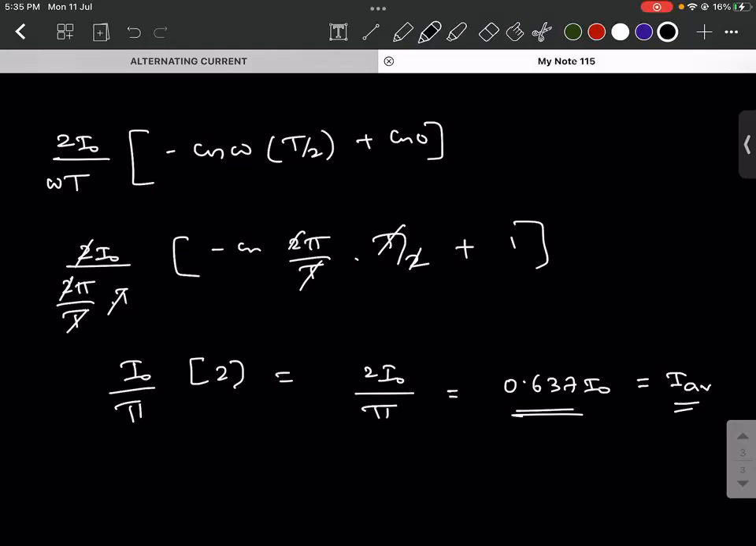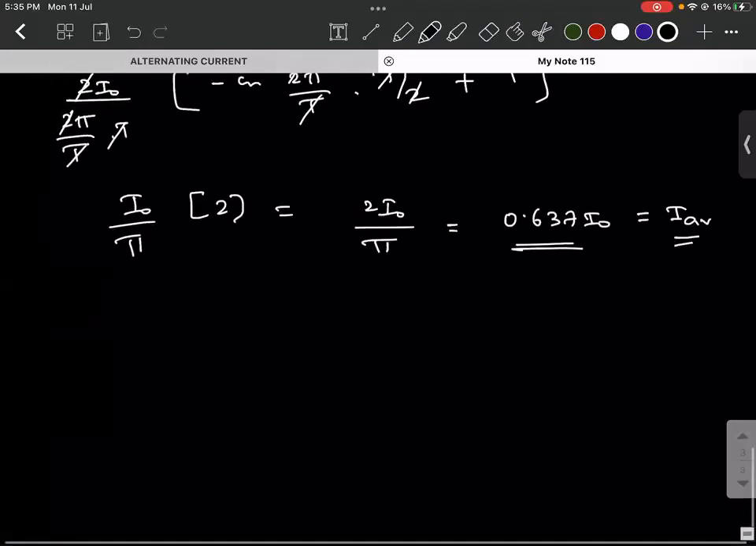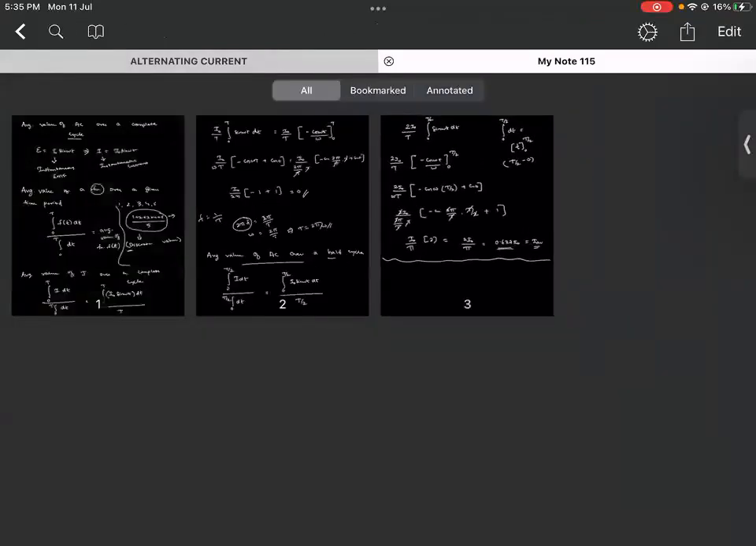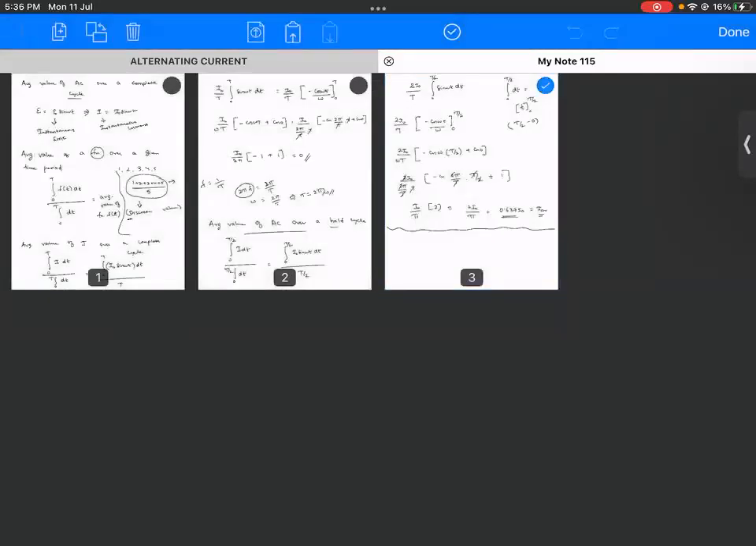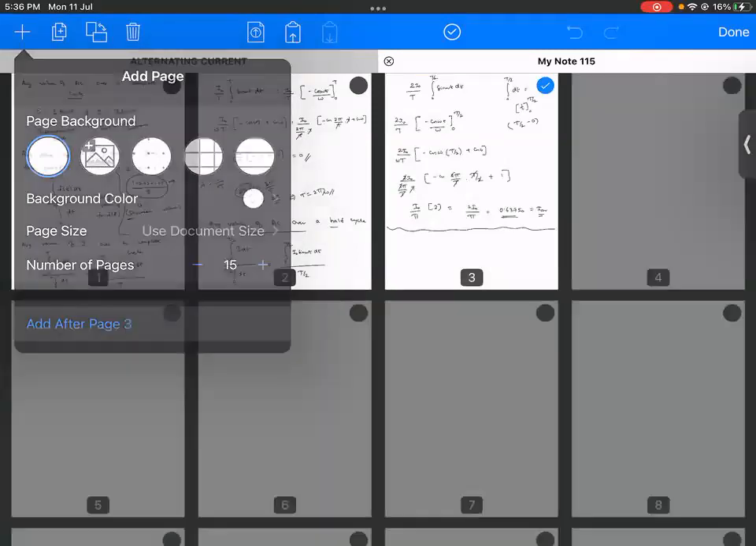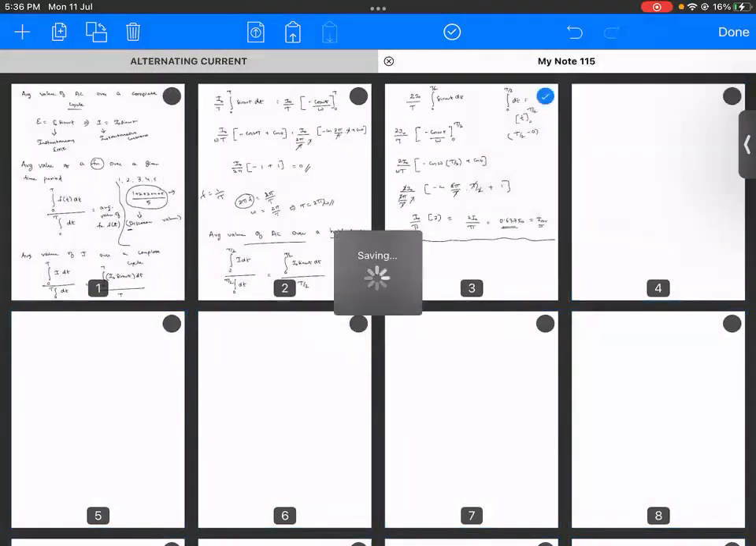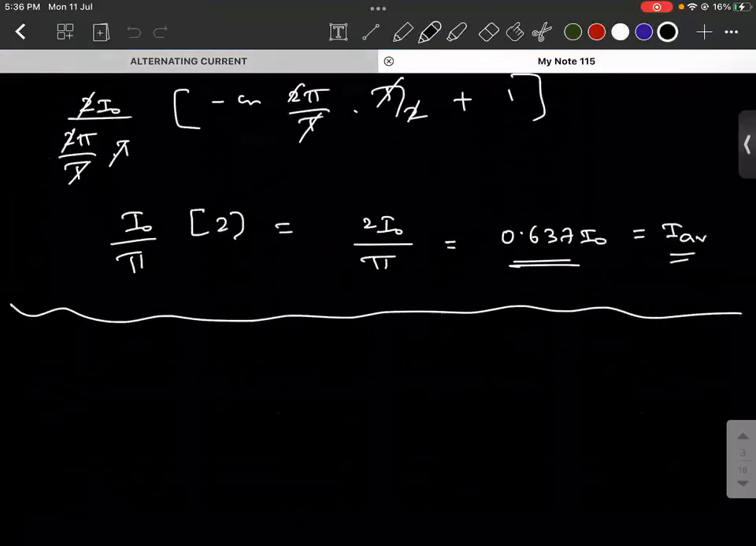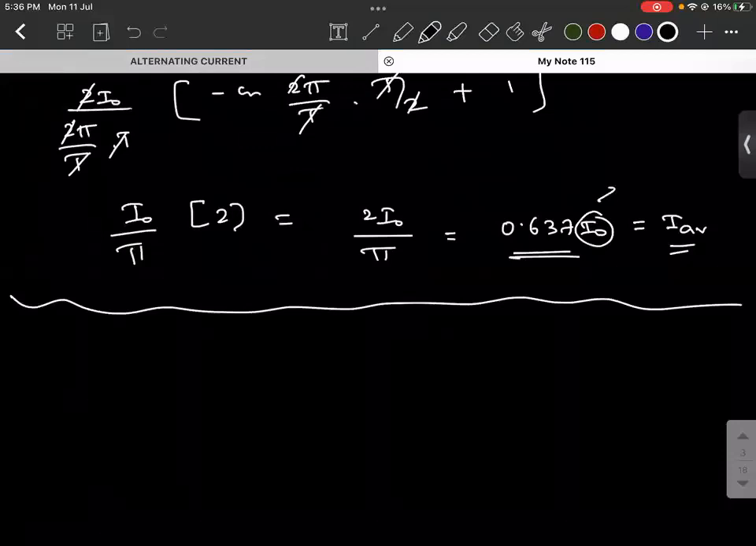So shall we move on to the next one? You calculated the average value, right? Now you need to calculate another value. Tell me. So the previous value, 2 I naught upon pi, is that the amplitude? I naught is amplitude. 2 divided by pi is the multiplication factor. That's it. I naught is amplitude.